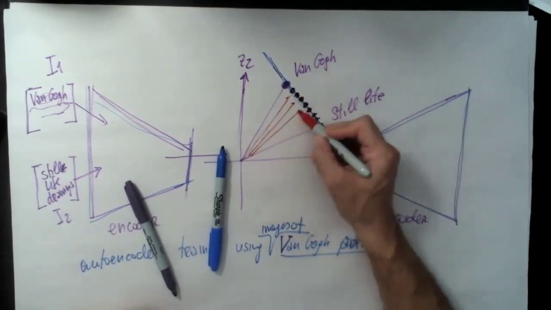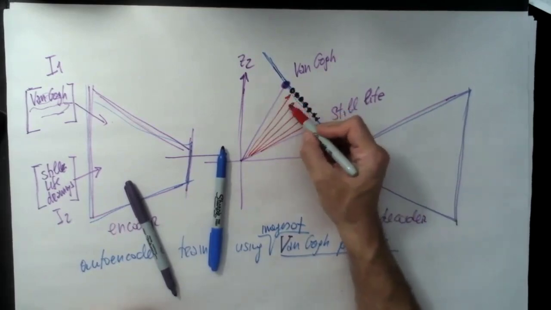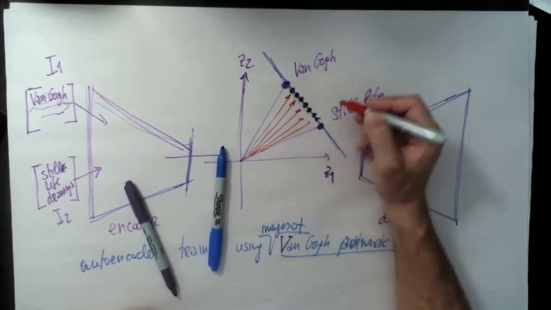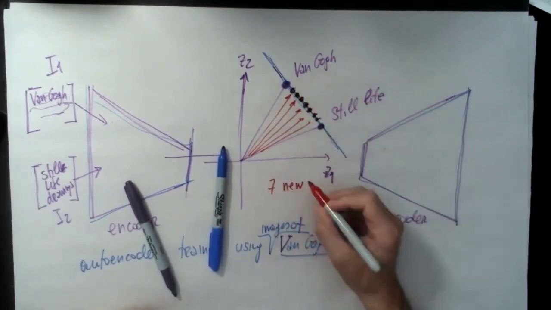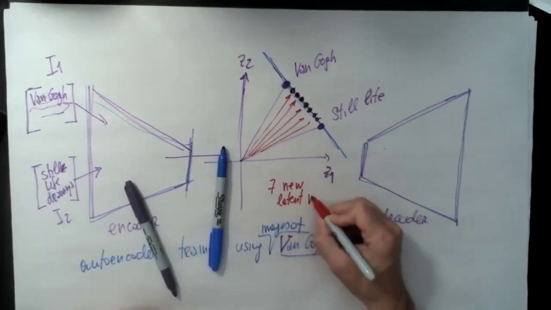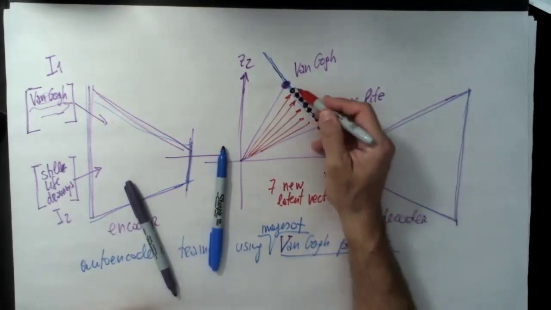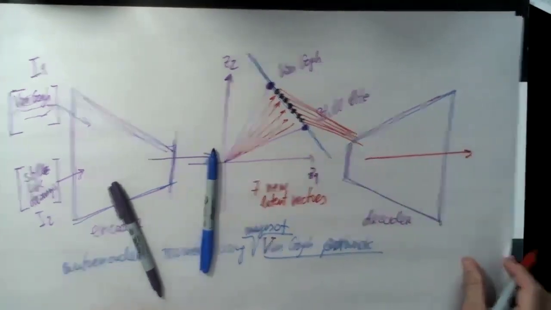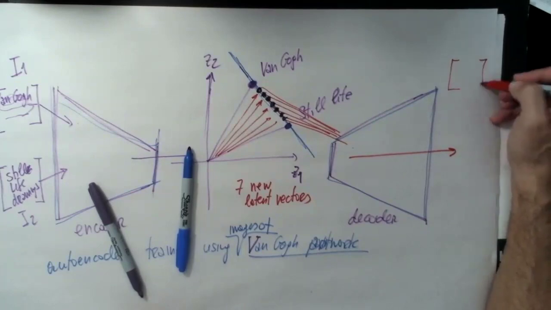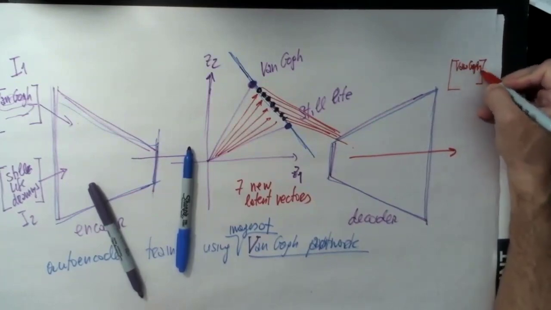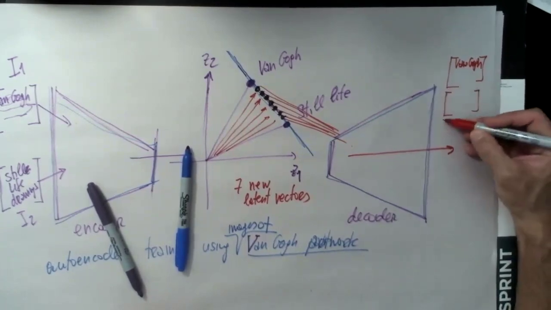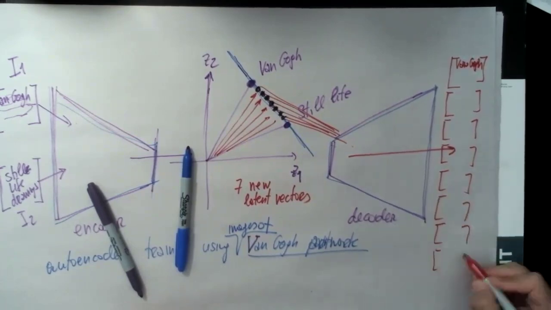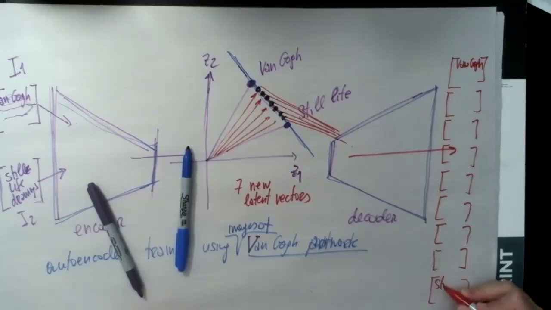And so we have 1, 2, 3, 4, 5, 6, 7 new latent vectors, which we can pass all of them through the decoder to give us back 7 images, in which here we start with Van Gogh, then we have 1, 2, 3, 4, 5, 6, 7, and then here we have our still life.